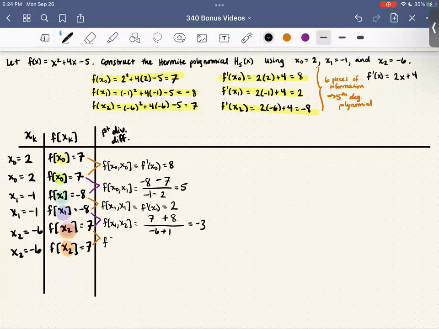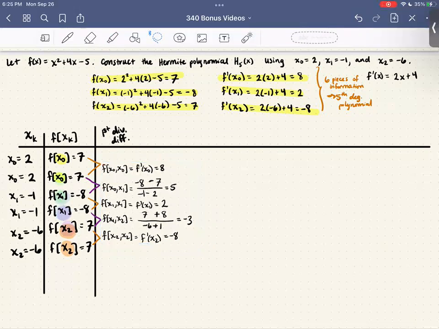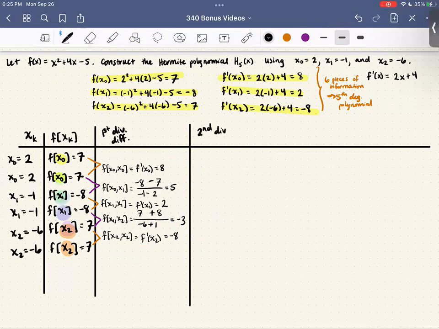And then my last term in this column, I have x2, and that's again going to be a derivative term. It'll be the derivative of f evaluated at x2, which we computed earlier to be -8. Okay. I'm just trying to save space here. Make sure I get all of this. Make it a little smaller. Okay, so hopefully I can fit the rest of this in here. I'm going to go on to the next column. These are going to be the second divided differences.